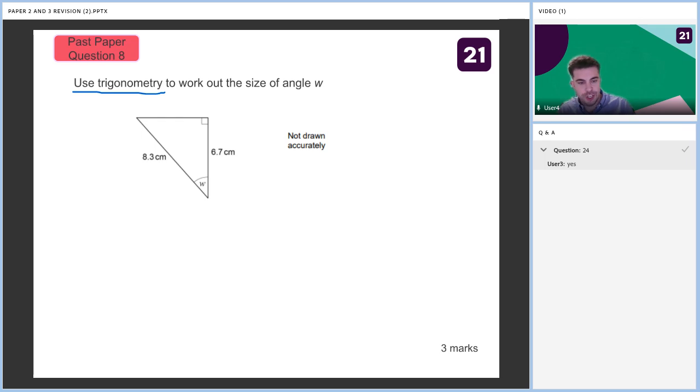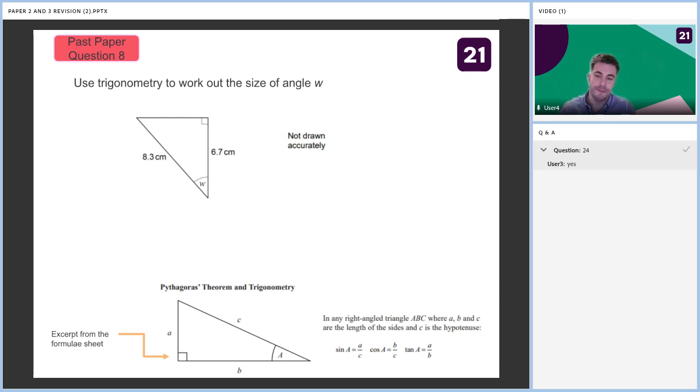Now, as we mentioned earlier, the formula for Pythagoras is on the formula sheet. There are also the formulas for trigonometry on the formula sheet as well. Now, it uses the same letters that are used in Pythagoras' theorem, so the A and the B for the two shorter lengths, and the C for the longest side, which is known as the hypotenuse, of course.